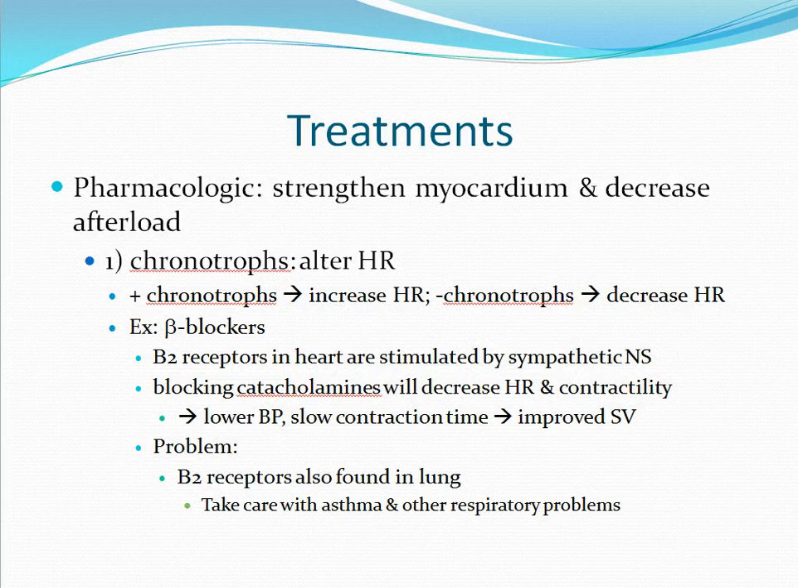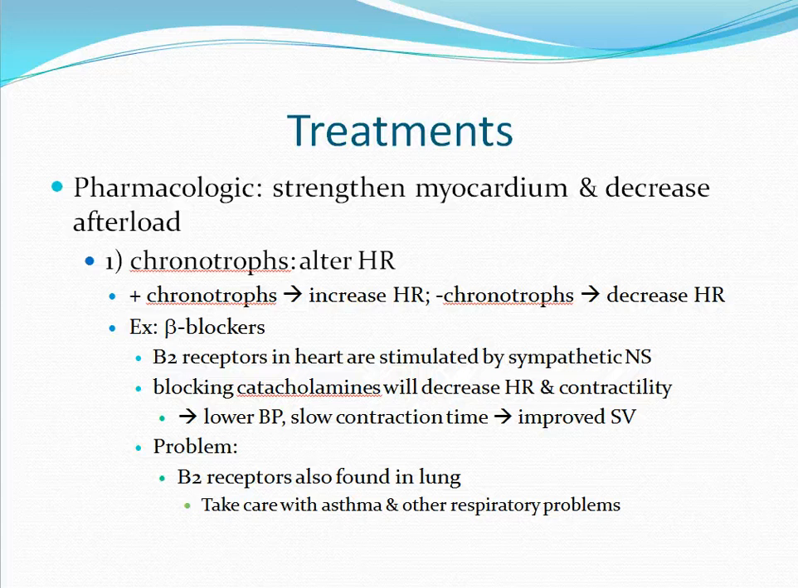There are also various pharmacological means that help to strengthen the myocardium and decrease the afterload. One of these pharmacological agents are chronotrophs. These act by altering the heart rate. If an agent is said to have a positive chronotropic effect, it will increase the heart rate. If it has a negative effect, it acts by decreasing the heart rate. An example of a chronotroph are the beta blockers.